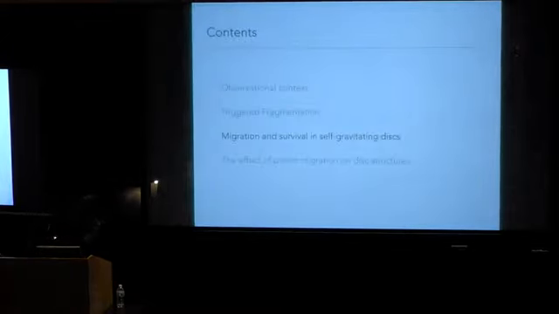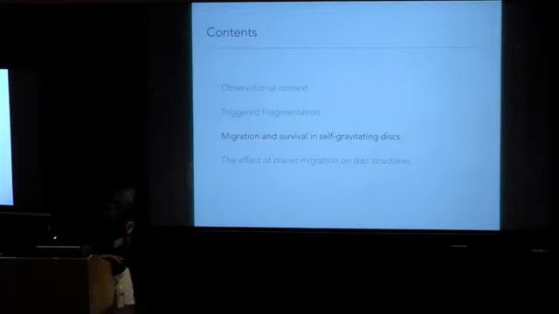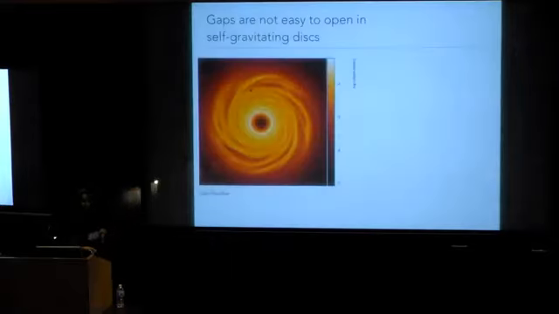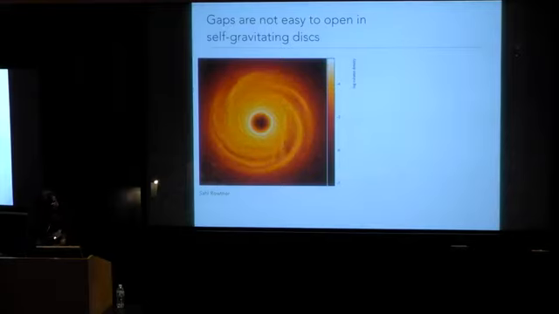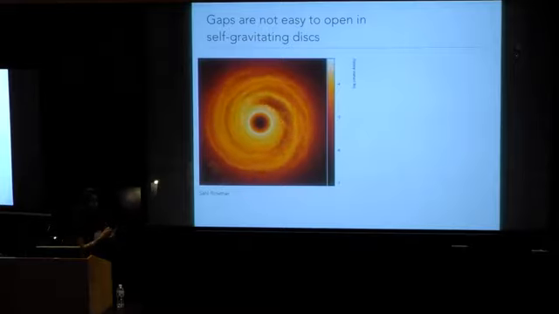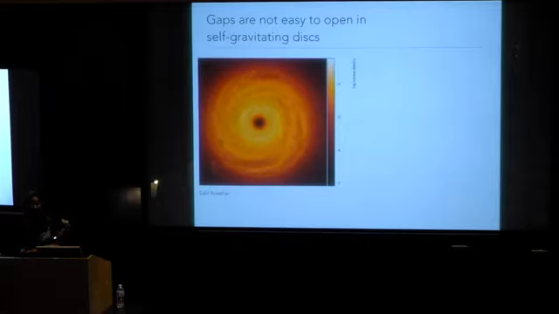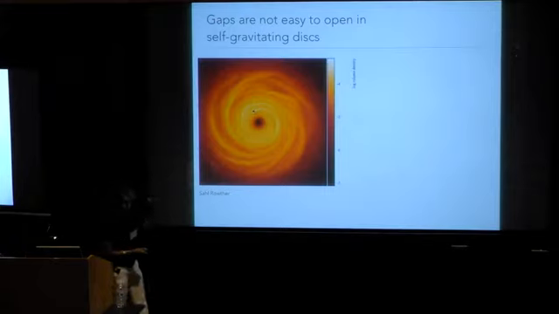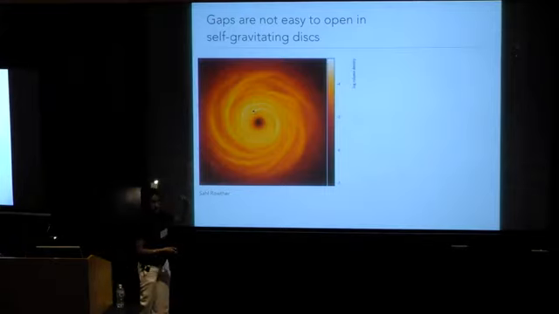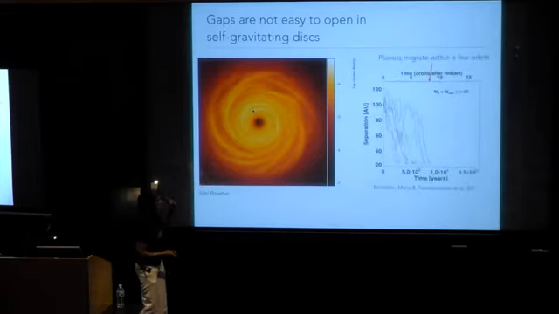So the next topic that I'd like to discuss is the idea of, once we've formed an object in self-gravitating disks, what happens next? So thinking about the migration and the survivability of these planets. This is a simulation by my PhD student who's investigating this. This is just a simple self-gravitating disk modeled with beta cooling, and what he's essentially doing here is reproducing past results where he finds that planets just migrate in incredibly rapidly.